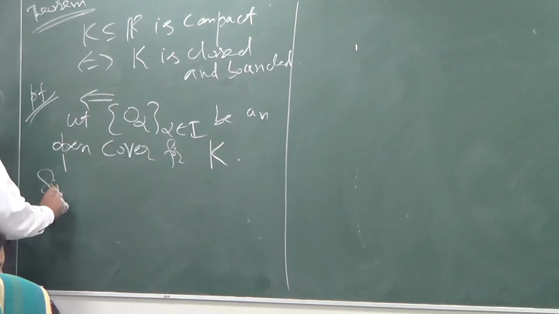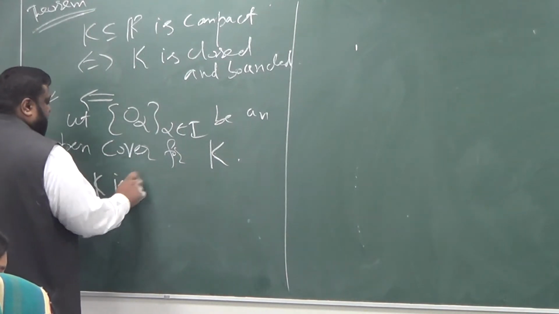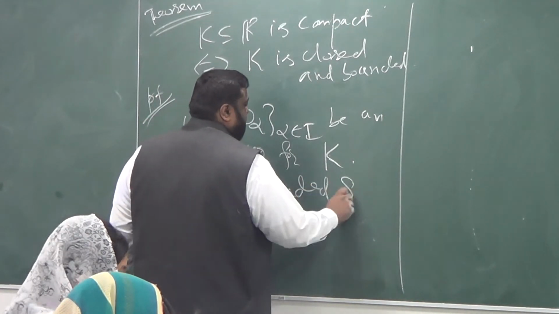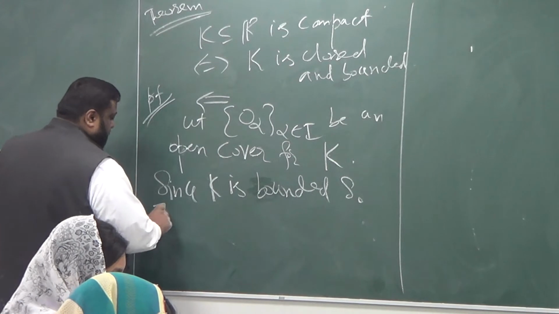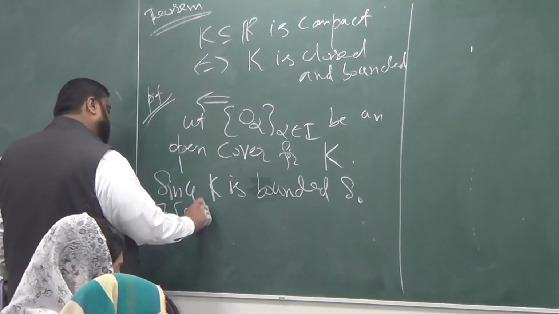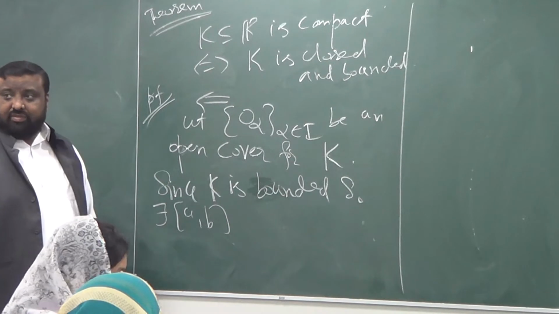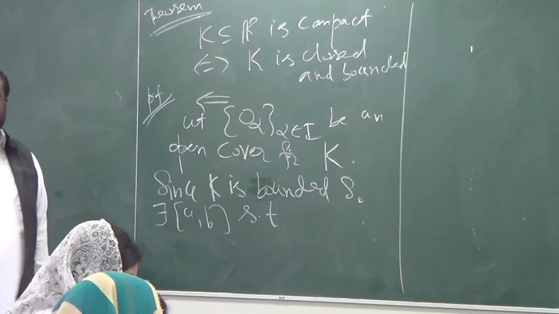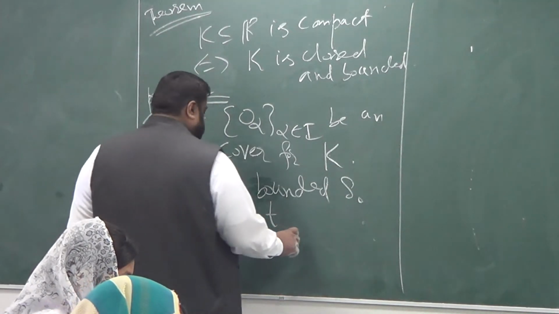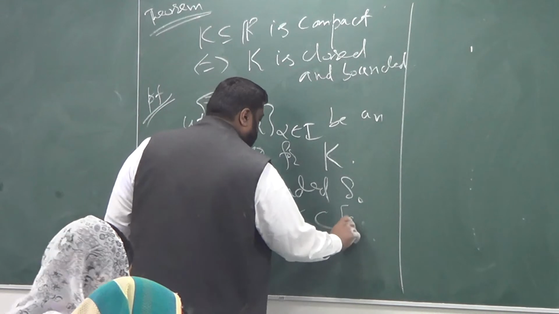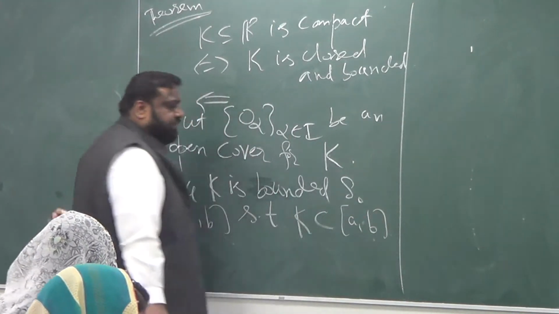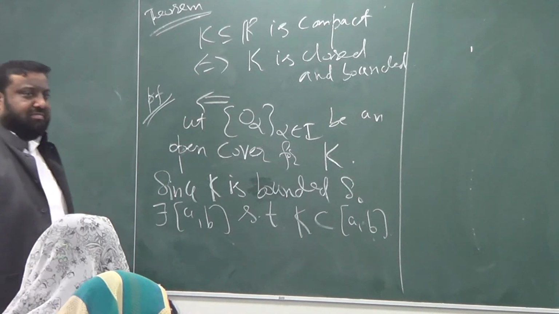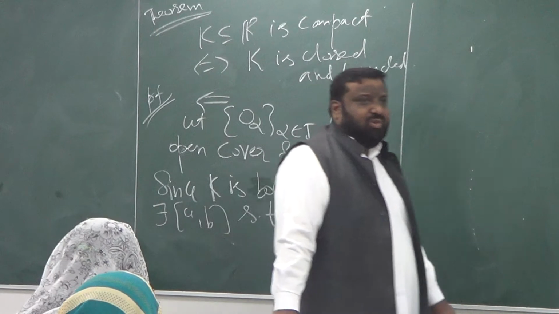So since K is bounded, there exists a closed interval A to B such that K is contained in it. Okay. So can you see where I am heading? Where I want to go? What do you think?